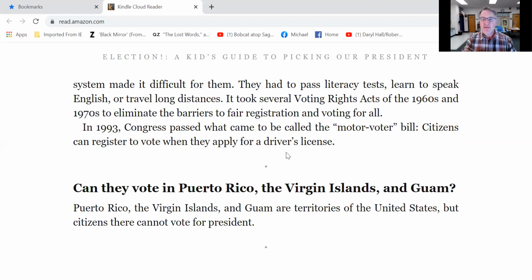And that's what I did when I moved to Florida. When I got my driver's license in July of 2005, I went ahead and registered to vote. Can they vote in Puerto Rico, the Virgin Islands, and Guam? Yes, they're territories, but they cannot vote for the president.